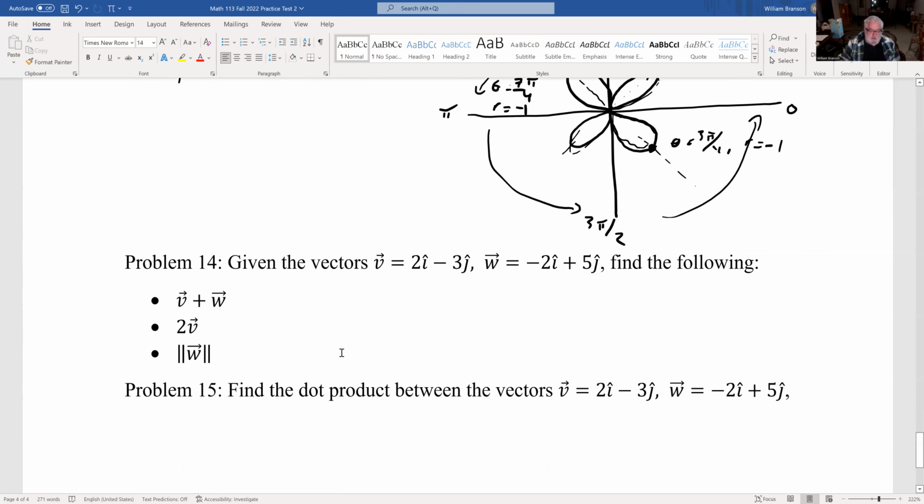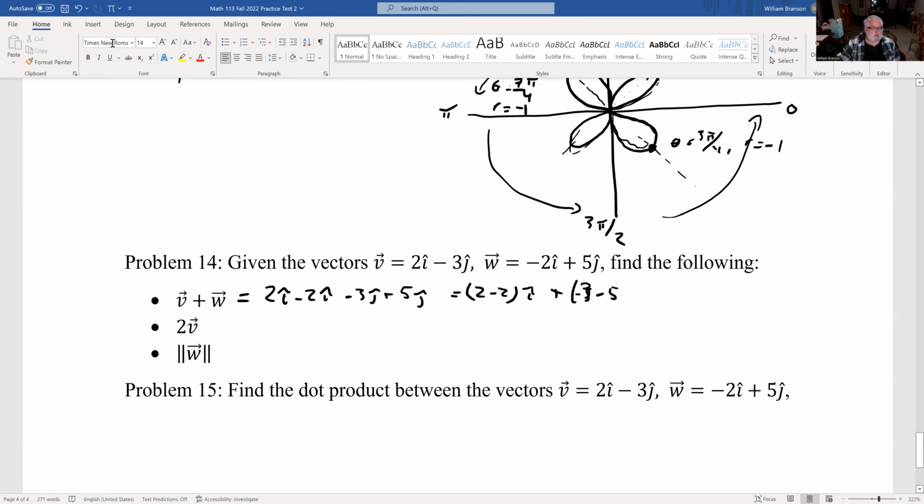Okay, vector addition. Just add the components, right? This is just addition. So you get 2 i hat minus 2 i hat minus 3 j hat plus 5 j hat. And that's 2 minus 2 times i hat, if I factor out an i hat of that, plus minus 3 plus 5.